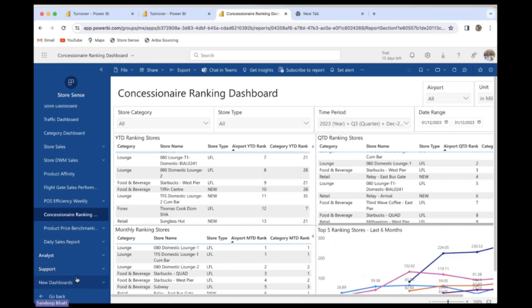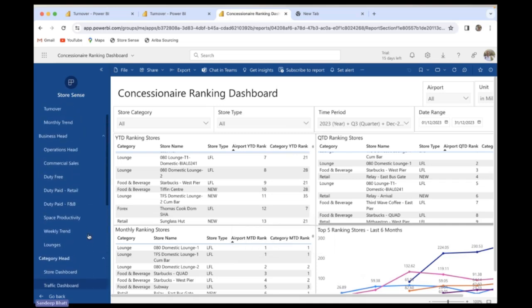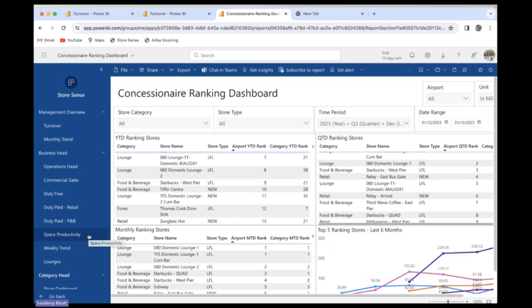So likewise, we have a lot of dashboards that we have built across all the business verticals with respect to retail, duty free, F&Bs and all, and that can be comprehensively used by the business to take business critical decisions.